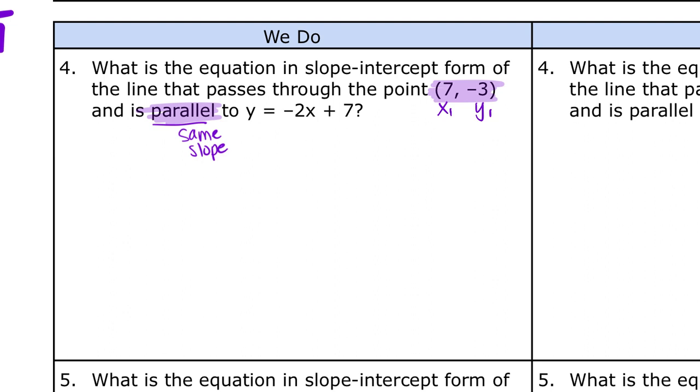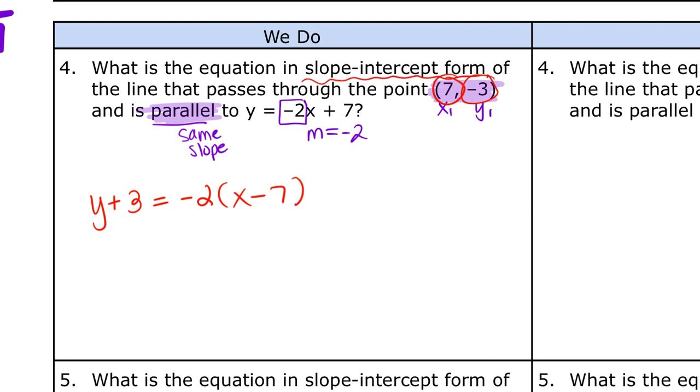So of the line that they gave us, the slope is always the number in front of x. So we're going to use m equals negative 2. Now we're going to plug this in to point slope form. Y minus y1, since it's negative 3, it's going to turn to plus 3, equals m, so negative 2, x minus 7. This is point slope form.